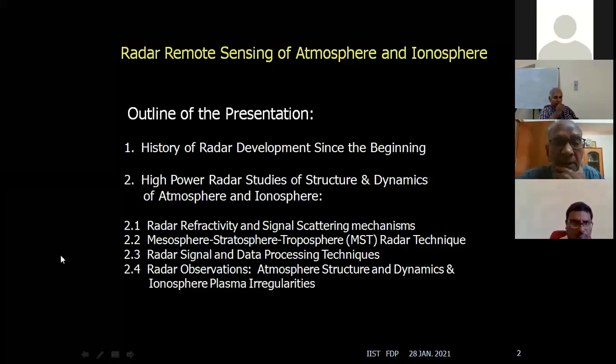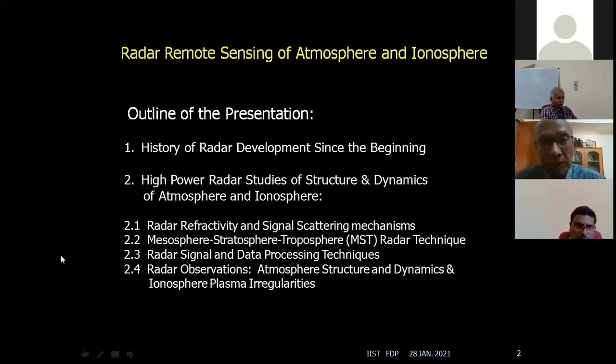And the third is the radar signal and data processing techniques, how you extract the atmospheric products like winds and turbulence parameters, and the plasma irregularities, from the signal return. Finally, I will give some sample radar observations.